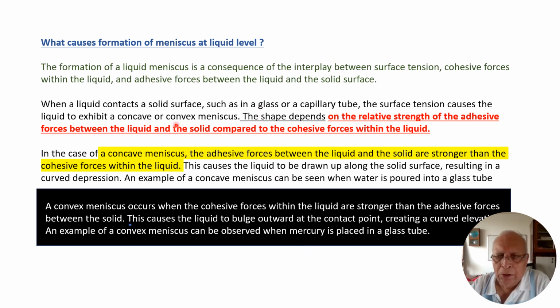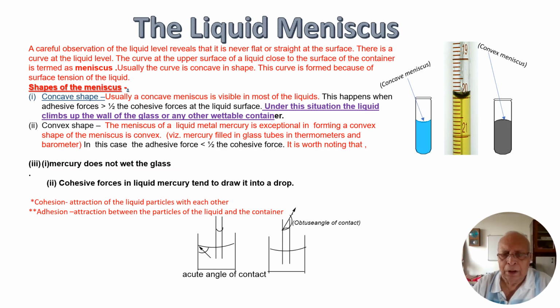And liquid meniscus is the result of the role played between the adhesive forces and the cohesive forces acting over the surface of the liquid. We know that the cohesive forces are within the molecules of the liquid and adhesive forces are at the surface of the liquid, with the walls of the container, with a solid surface. So it is nothing but an interplay between the surface tension, cohesive forces within the liquid and adhesive forces. When the adhesive forces are more than the cohesive forces, we get a concave meniscus. Contrary to this, when the adhesive forces are less than the cohesive forces, we get a convex meniscus.